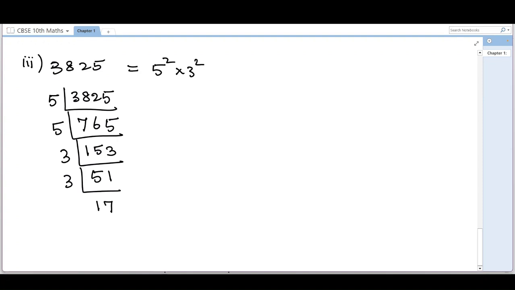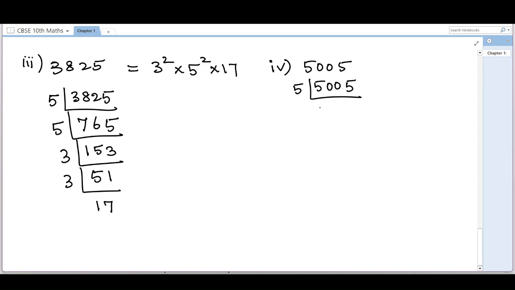By following the standard technique, let me write the numbers in the ascending order. So I will have the prime factors to be this. Question number 4, 5005. If you divide this number by 5, since the last digit is 5, you will be having this.